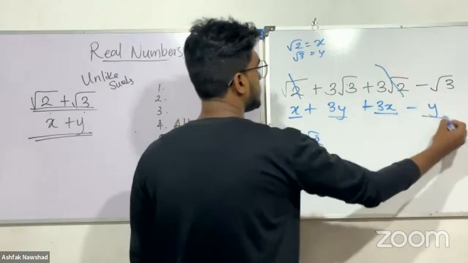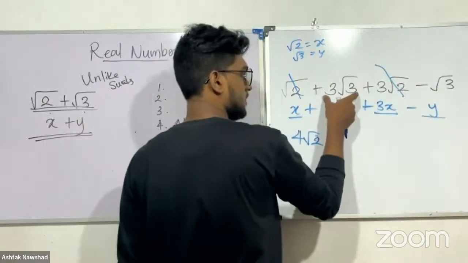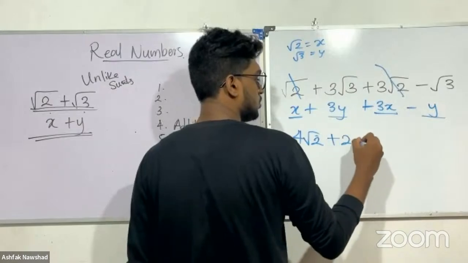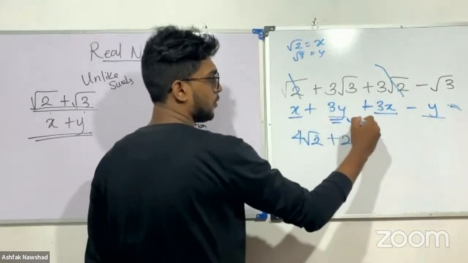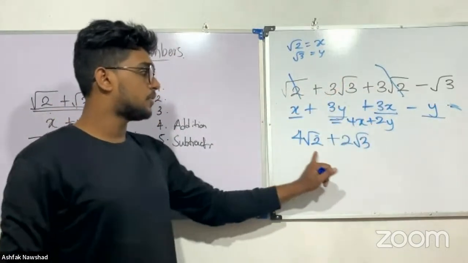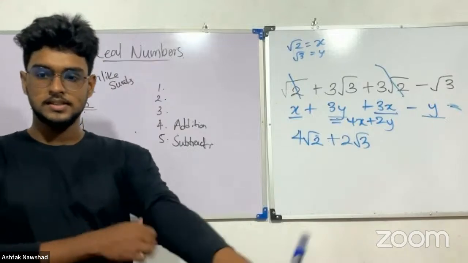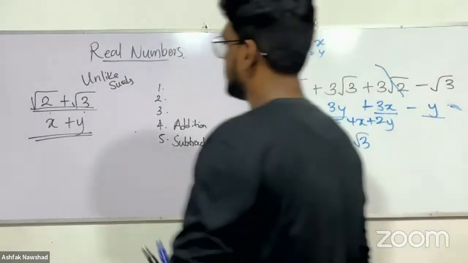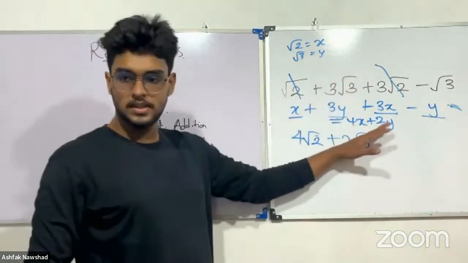And then 3y minus y is 2y, no? Likewise, 3 root 3 minus root 3: 3 root 3s and here 1 root 3. So 3 minus 1 is 2, 2 root 3. So if we solve this, we'll get 4x plus 2y. Same like that, you'll get 4 root 2 plus 2 root 3. I hope it is clear. If it is not clear, just let me know, I'll repeat. And then we are done with addition; addition and subtraction both were there.